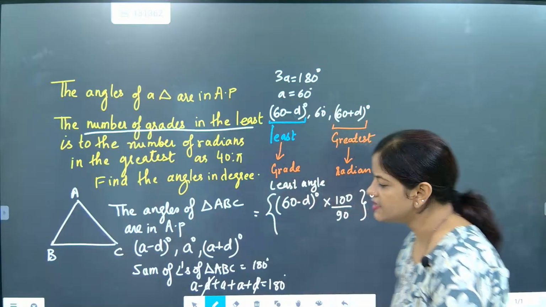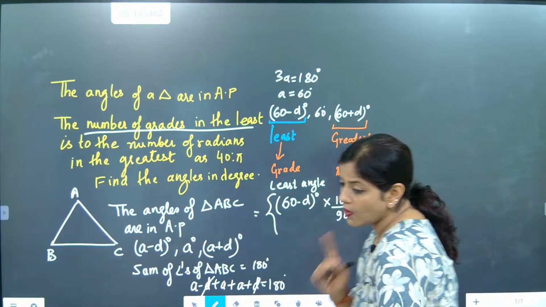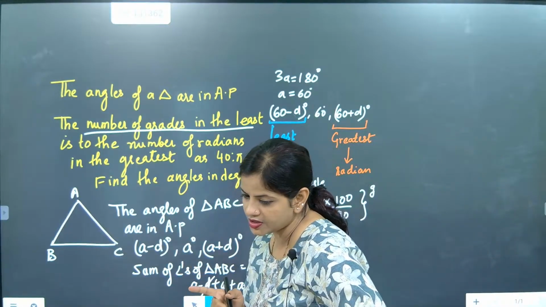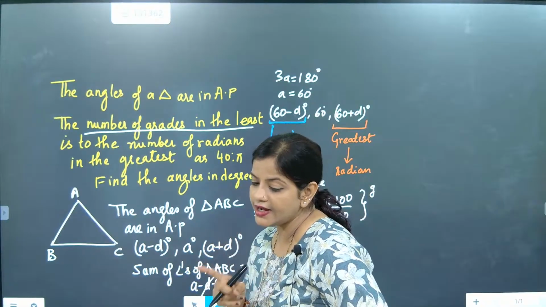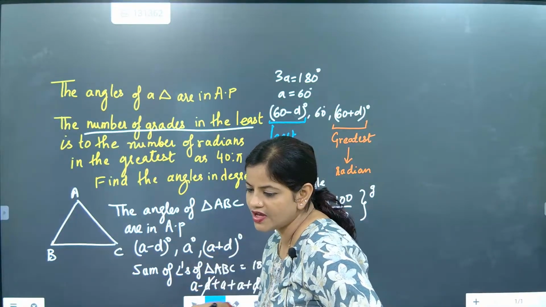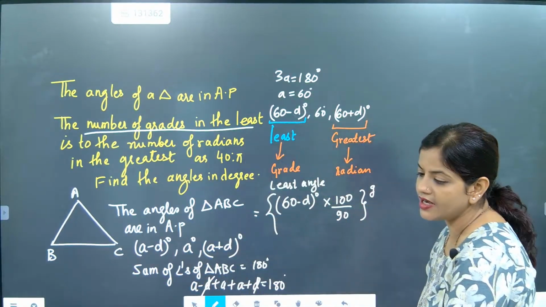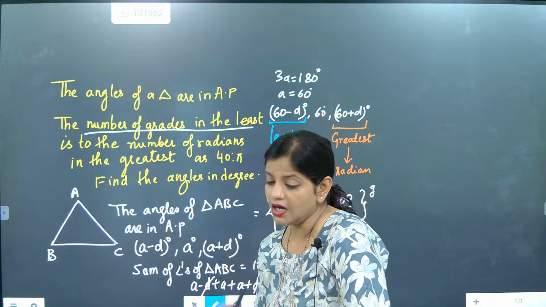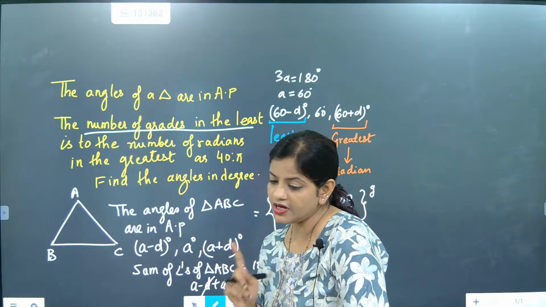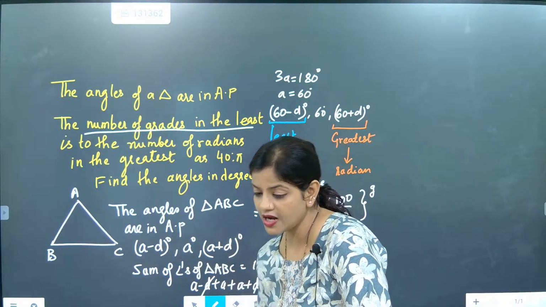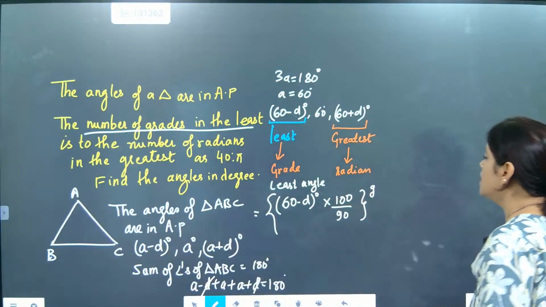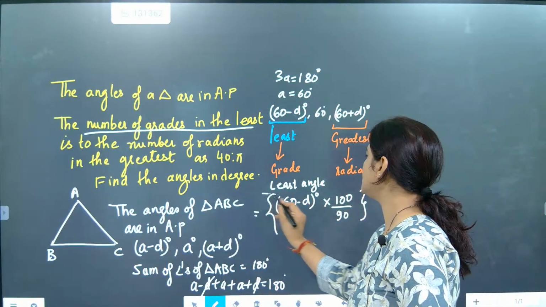Understood? One grade is divided into 100 parts. Here grade is exactly 90, so the conversion will come as 100 by 90. Minute will be 60, grade will be 90. That's the only difference. So this is the least angle.